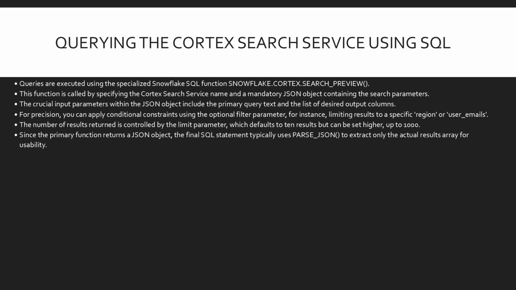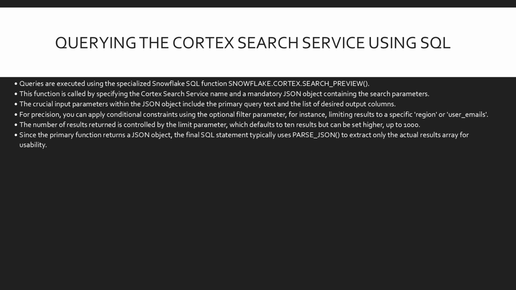To execute effective searches against your newly configured Cortex search service, all querying operations must be initiated by invoking the specialized Snowflake SQL function, designated precisely as snowflake.cortex.search_preview, which is engineered specifically for interacting with the semantic index and retrieving highly relevant contextual information. Successful invocation of this function mandates the explicit naming of the fully qualified Cortex search service instance being queried, alongside the provision of an essential, mandatory JSON object.